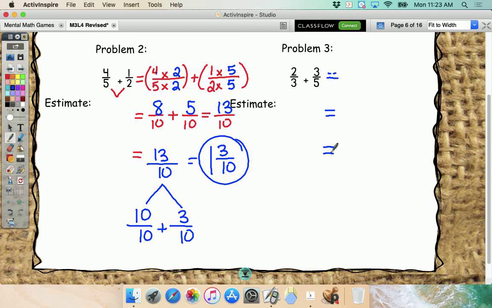2/3, so 2 out of 3 shaded, and 3/5 shaded, 3 out of 5 shaded. More or less than 1 whole? What do you think? Less. You think less? It's going to be close, isn't it? Okay, I'm going to help you get this set up, and we're going to see if you can finish it. And I'll pause it while you finish it. Okay, so the common denominator for 3 and 5, Julian, what is it? Very good. Okay, think you can finish?